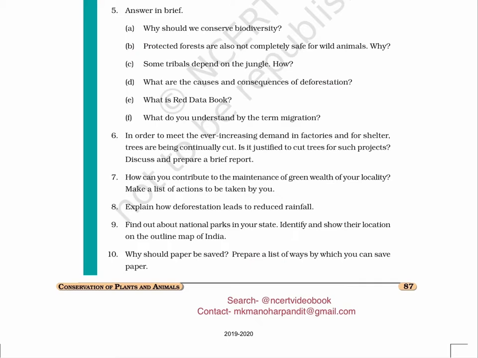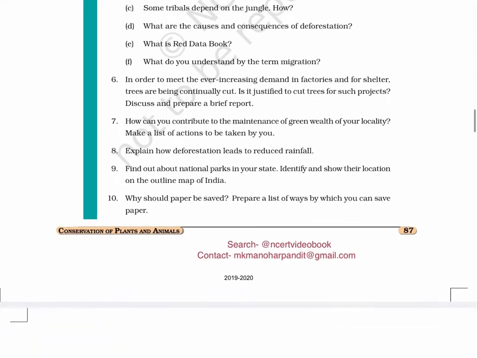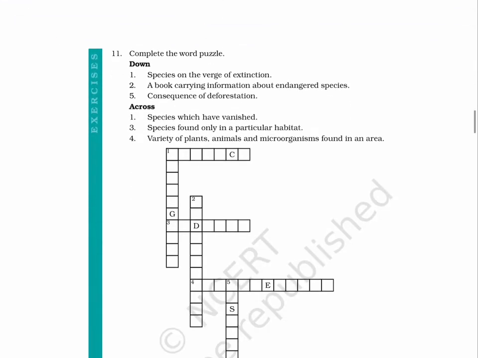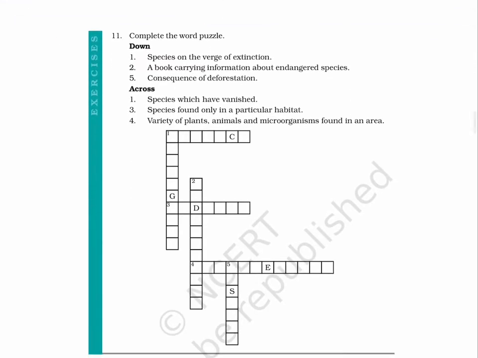Page 88. Complete the word puzzle. Down. 1. Species on the verge of extinction. 2. A book carrying information about endangered species. 5. Consequence of deforestation.